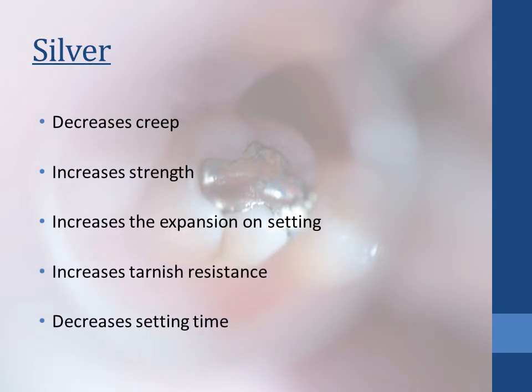Now, if you look at silver, what is the function of silver in the alloy? It decreases creep, increases the strength, increases the expansion on setting, increases the tarnish resistance, and decreases the setting time.